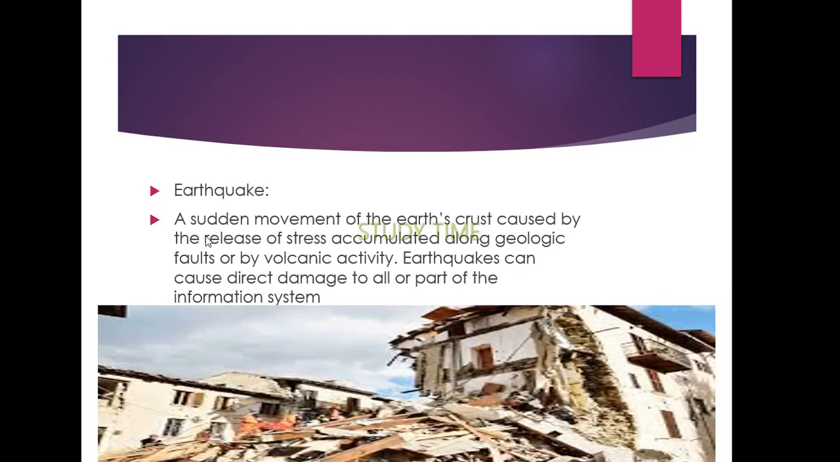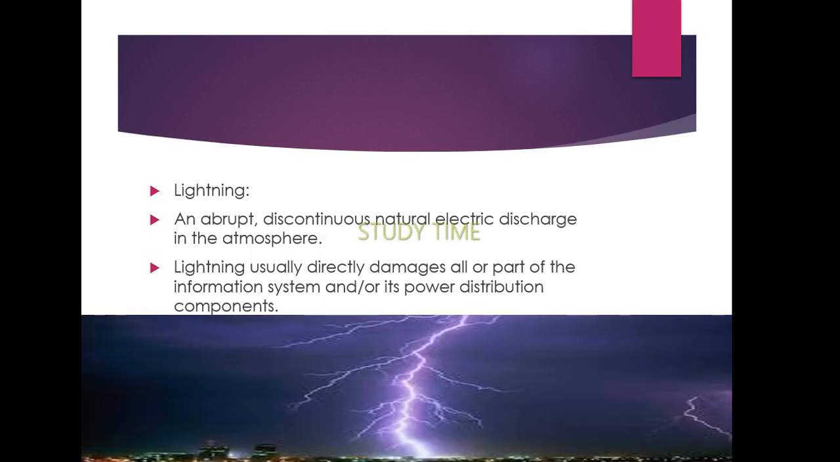Earthquake. A sudden movement of the Earth's crust caused by the release of stress accumulated along geologic faults or by volcanic activity. Earthquakes can cause direct damage to all or part of the information system. Lightning. An abrupt, discontinuous natural electric discharge in the atmosphere. Lightning usually directly damages all or part of the information system and/or its power distribution components.